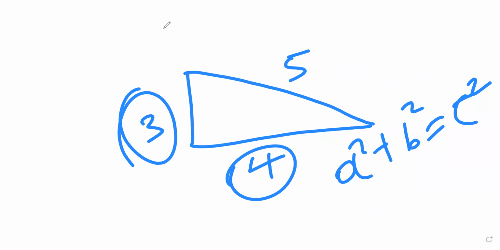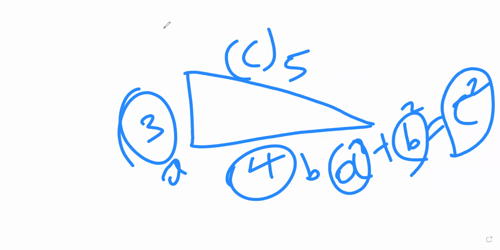Now, the longest side of this triangle is always represented by C, and we could use A or B for any one of the shorter legs. But C is always the longest side. A and B could be anywhere on this side, but C must be on this side. That's the longest side of the triangle.